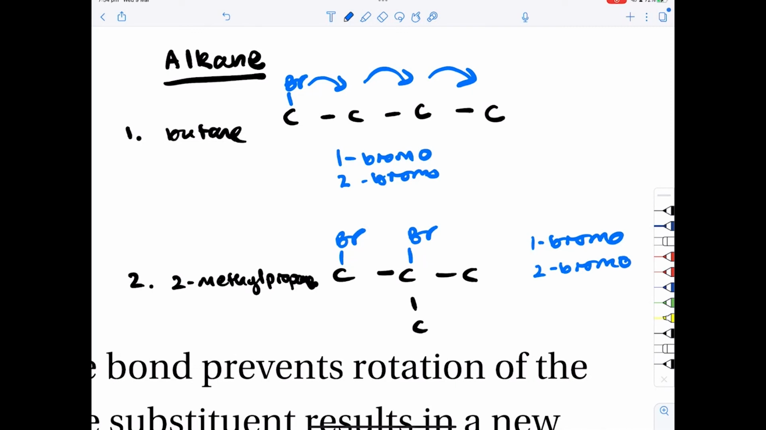So if it moved here again, what's step number 1? Find the longest main chain. Longest main chain, simplest one could be just across like that. In that case, this is in the 2nd position. So it would be 2 bromo. Very good. What if it was here, Mithilesh?